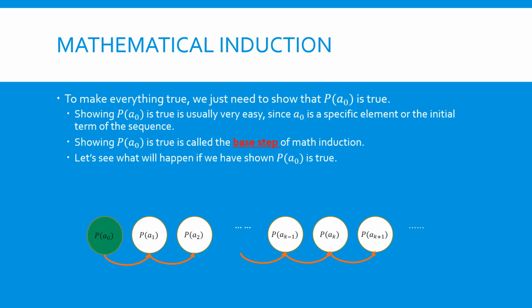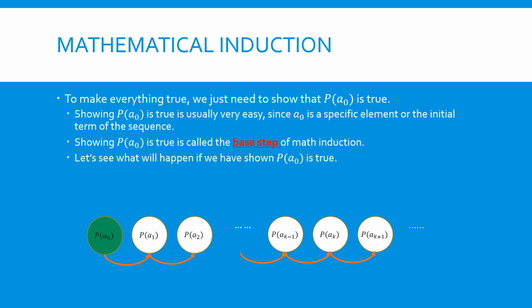Do we need to show all conditions are true? No. It turns out that we only need to show that the proposition is true with the initial term. That is, we only need to show P(a_0) is true.